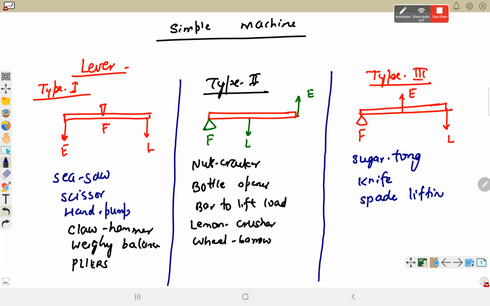There are two uses of a spade. Spade, where it is used to dig the earth, then it is. Sir, I didn't hear what you said. Can you repeat? Okay. When a spade is used to lift the load, and when a spade is used to dig the earth or soil. When it is used to lift the load, we hold it from the center with one hand, and that's why effort lies in between, right?